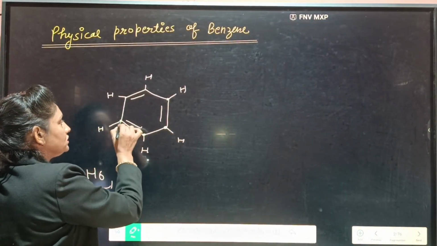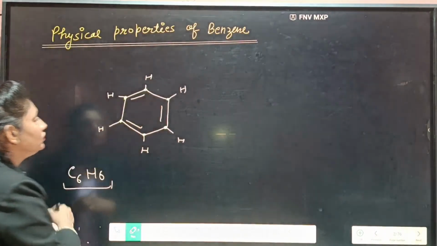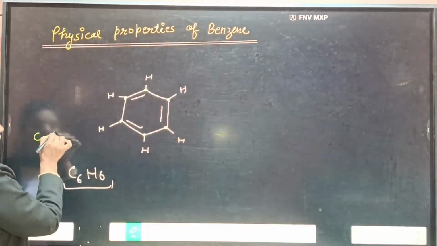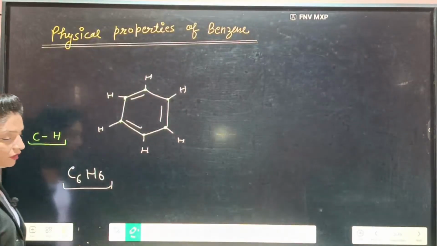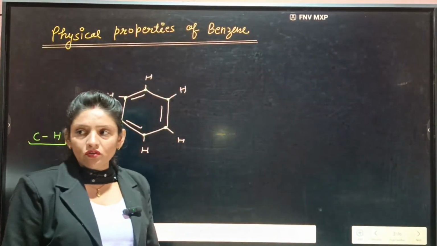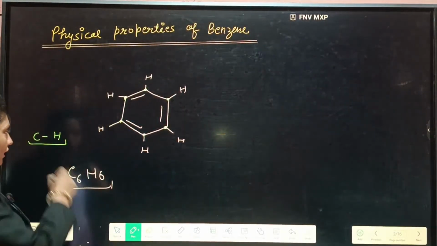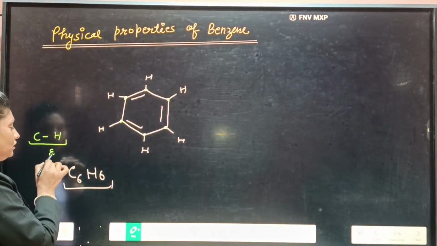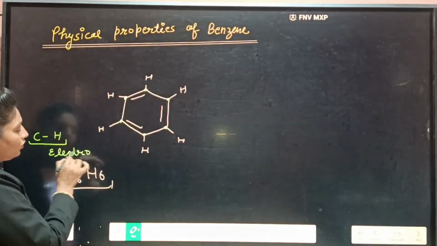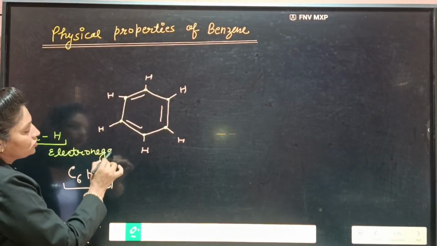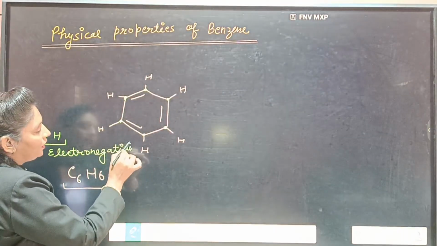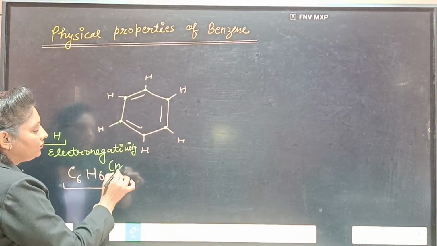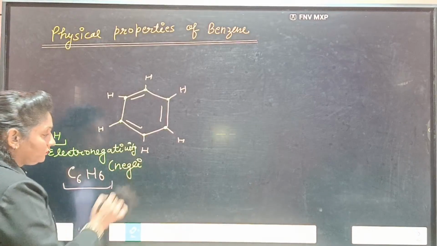These are the carbons. There are bonds between carbon and hydrogens. And you know very well, the electronegativity difference of carbon and hydrogen is negligible. It is not so much.